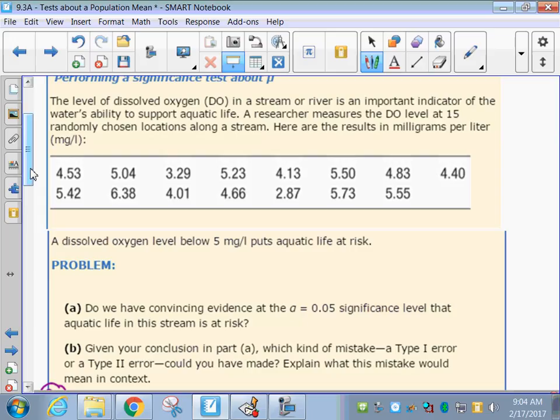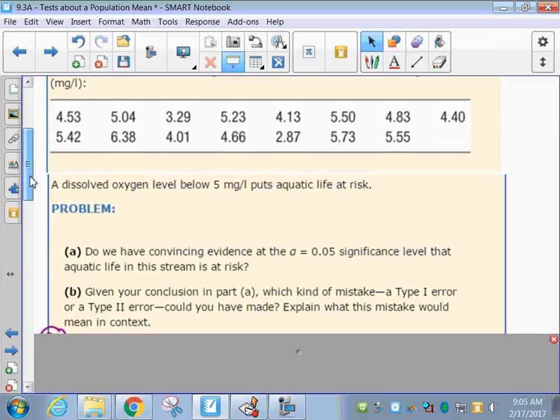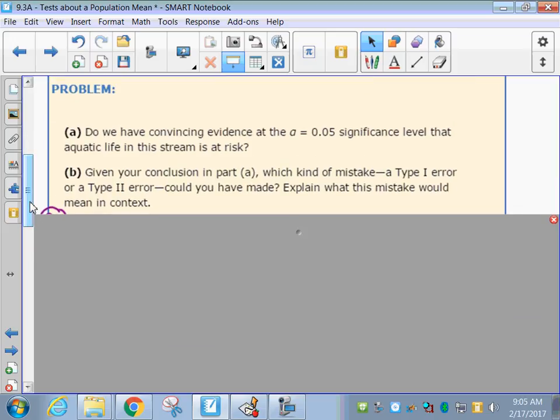So the level of dissolved oxygen, DO, in a stream or river is an important indicator of the water's ability to support aquatic life. A researcher measures the DO level at 15 randomly chosen locations along the stream. Here are the results in milligrams per liter, or mg/L. And if we find a dissolved oxygen level below 5 milligrams per liter, that puts aquatic life at risk.